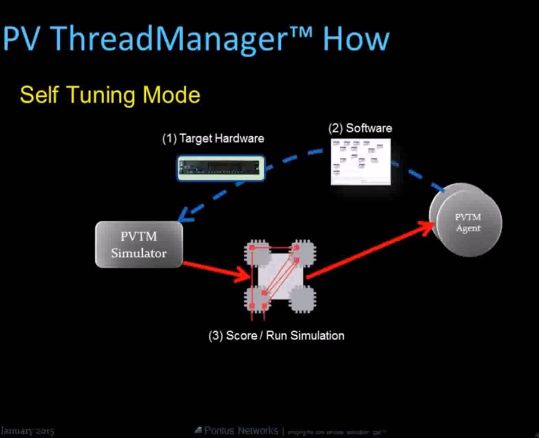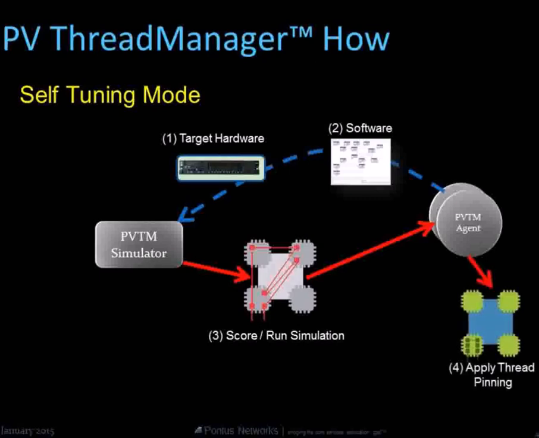If it has, the agent sends a signal to the simulator, which then runs millions of combinations, trying to move threads from one CPU to another until it finds a better layout. Once a better layout is found, that information is sent to the agent, and then the agent, in real time, moves the threads to more adequate locations.